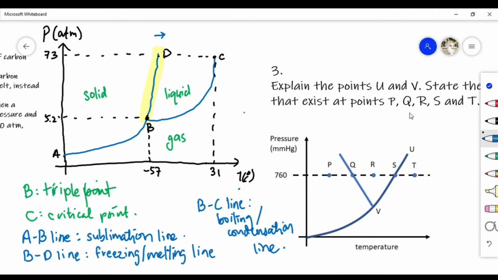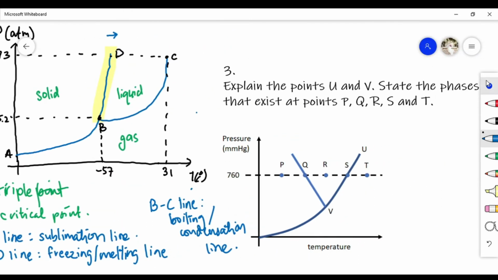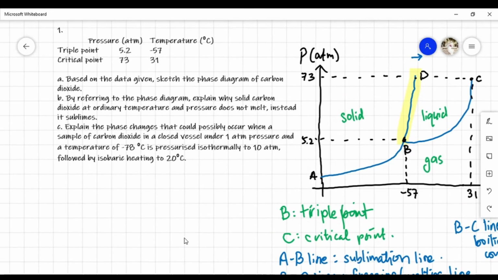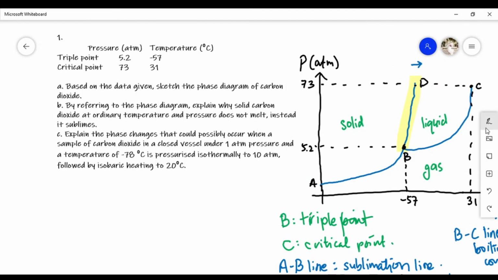Okay, soalan 3 nanti belum lagi. So kita dah settle soalan A. Next, soalan B, by referring to the phase diagram, explain why solid carbon dioxide at ordinary temperature and pressure does not melt. Instead, it sublimes. Okay, so dia agak ni sikit. Soalan tu tanya kenapa solid carbon dioxide at ordinary temperature and pressure does not melt.